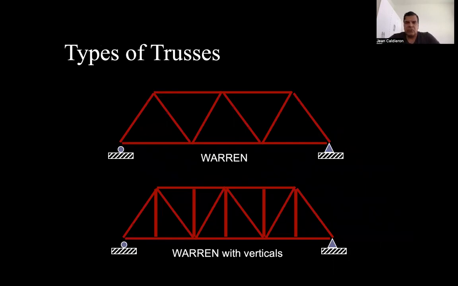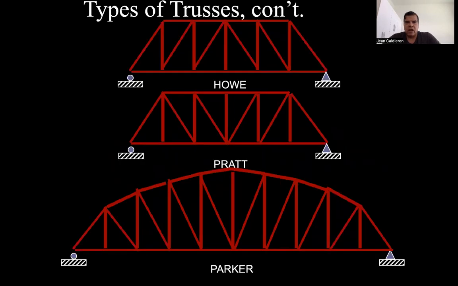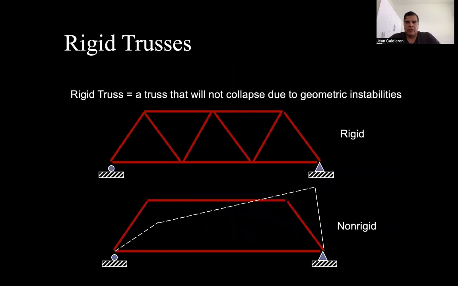There are many types of trusses. We already studied them. The most important are Warren trusses, Warren with verticals, Howe, Pratt, Parker, and others. Trusses normally are rigid. When the truss is rigid, the member will not collapse due to geometric instabilities. Usually a rigid truss will be composed of triangles.